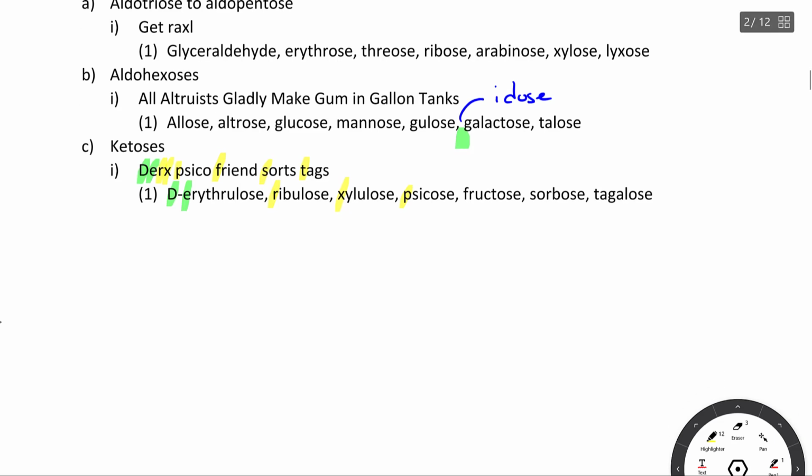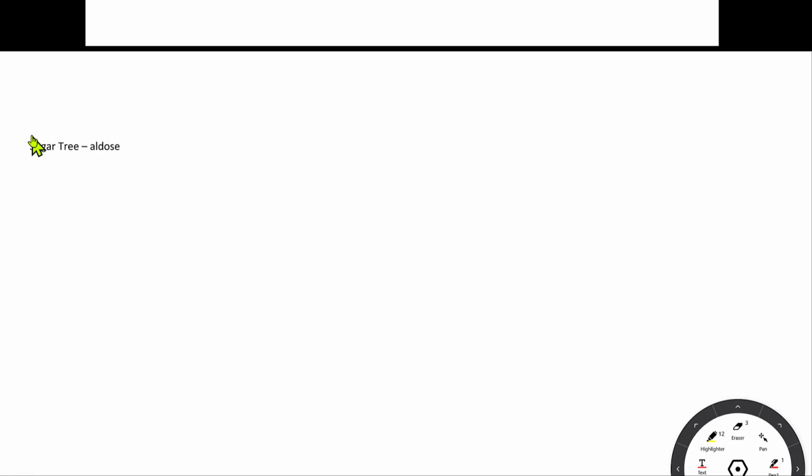And then basically it's flashcard memorization. And once you have that, I'm going to show you how you can use these along with a systematic drawing style so that you can memorize all the aldoses and all the ketoses. Okay, so before I get started with drawing all the aldoses, I call it the sugar tree, and you'll see why here in a second.